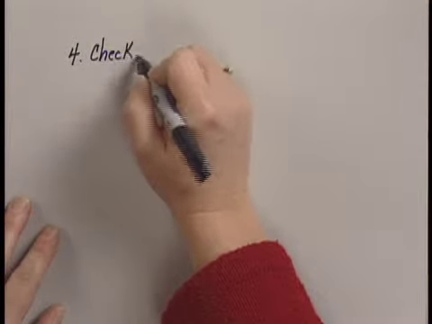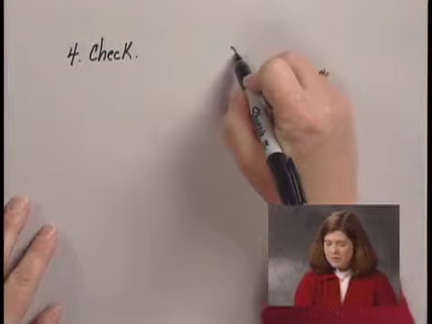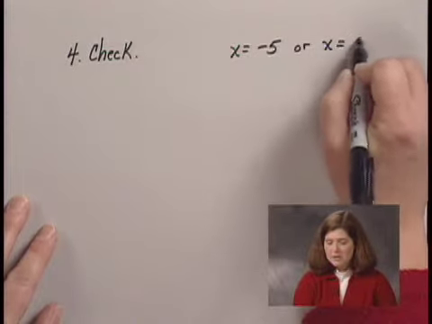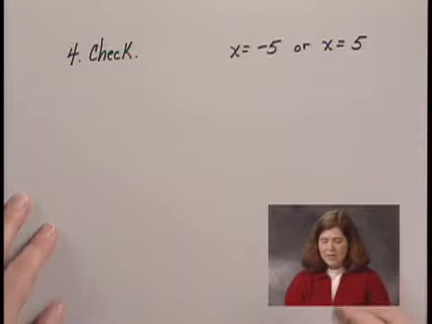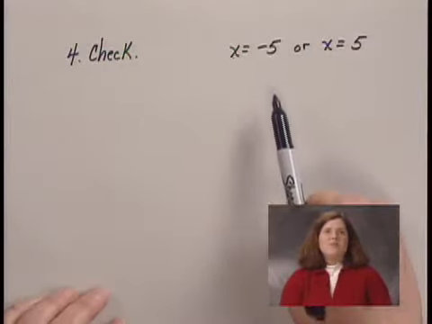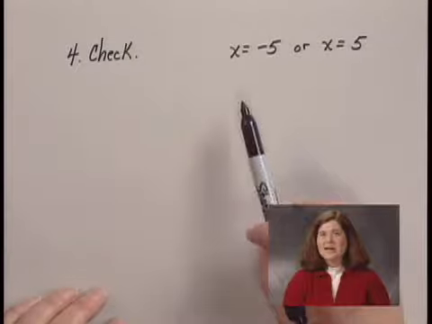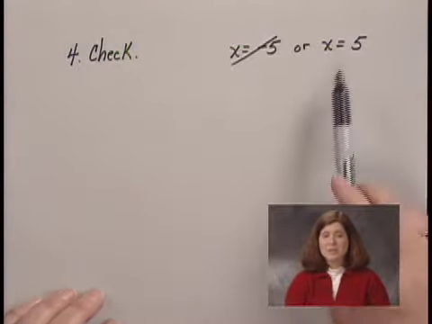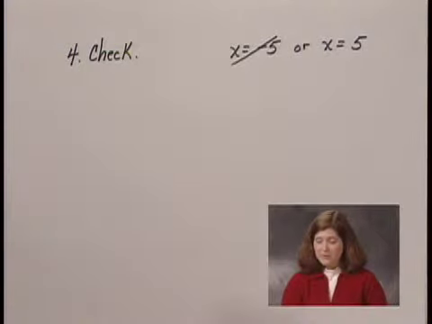Now we want to check this in the original problem, and we have the possibilities of x equals negative 5 or x equals 5. Now remember, we're dealing with distances, and a distance is not negative. So this cannot be an answer to our problem. So we're just left with a possible answer of 5.